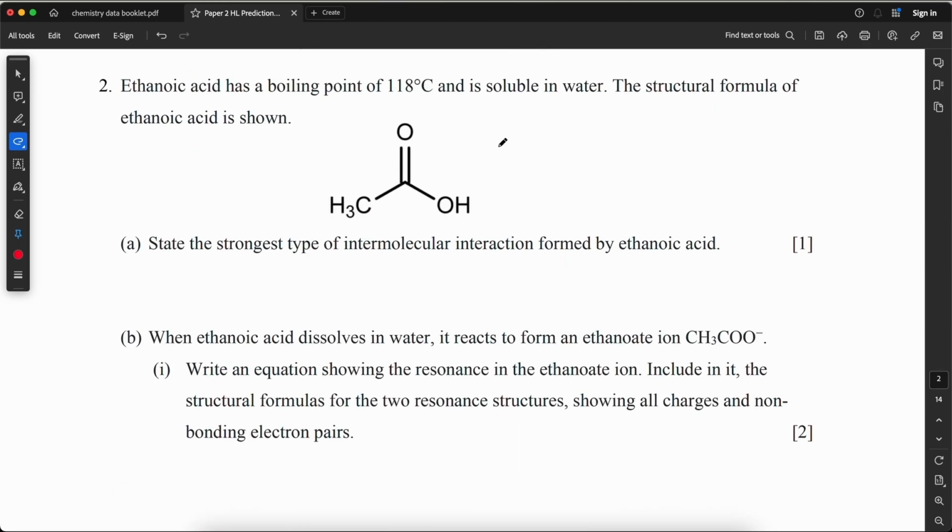Ethanoic acid has a boiling point of 118 degrees Celsius and is soluble in water. The structural formula of ethanoic acid is shown. State the strongest type of intermolecular interaction formed by ethanoic acid. It has OH, so that would be hydrogen bonding.